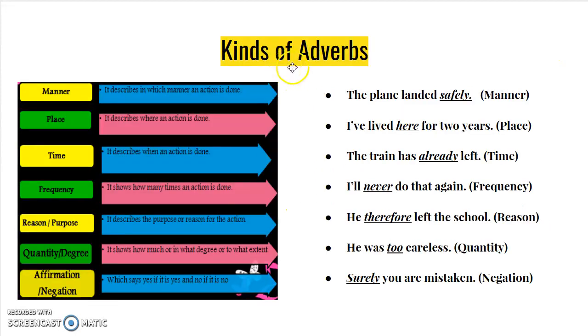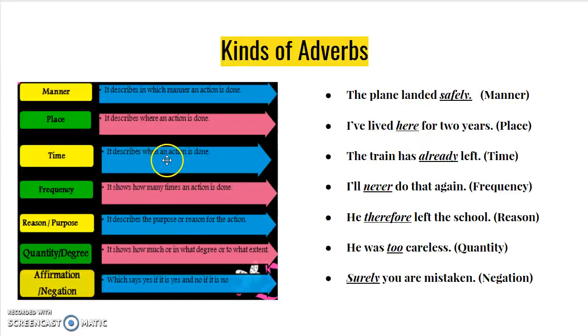So here's the kinds of adverbs. We have a few. Manner, it describes which manner an action is done. So here's an example. The plane landed safely. Manner. This is how the plane landed. It landed safely. So that's adverbs of manner. Place. It describes where an action is done. So I've lived here for 2 years. Here is the adverb. It shows place.